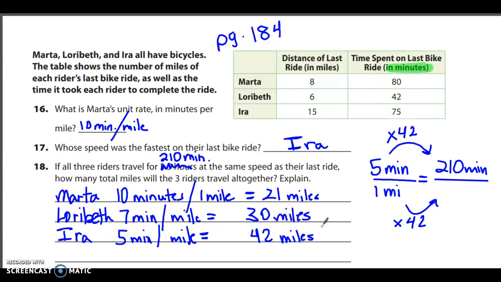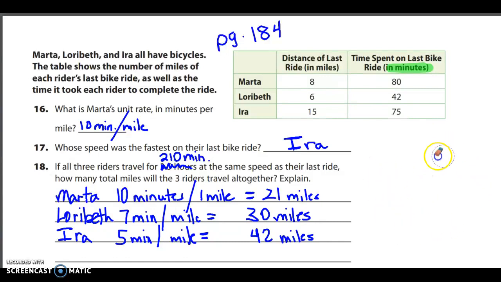Now the question doesn't actually ask you to do all that. The question asks you to say, how far can they all go combined? It says all together. So we're going to add up 21 and 30 and 42. We're going to get 3 and 7, and I get 93. 93 total miles.